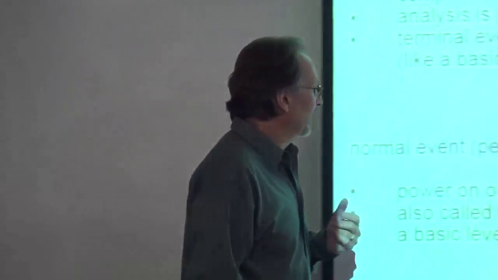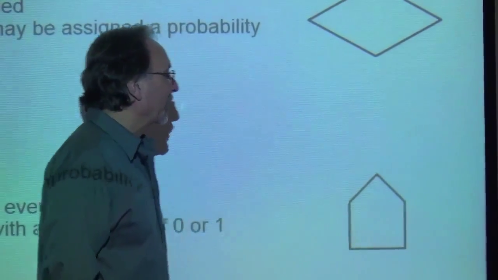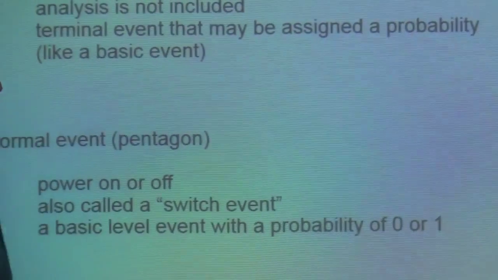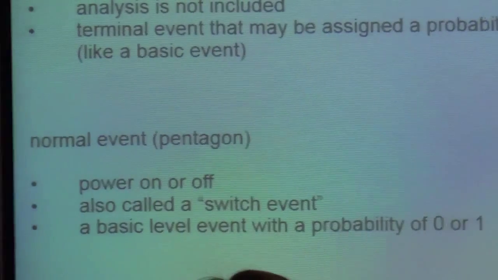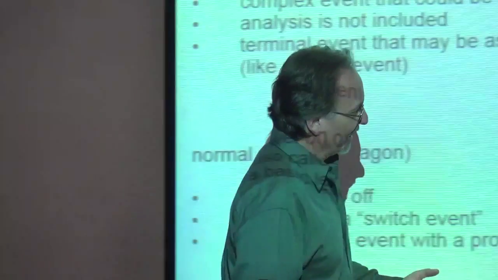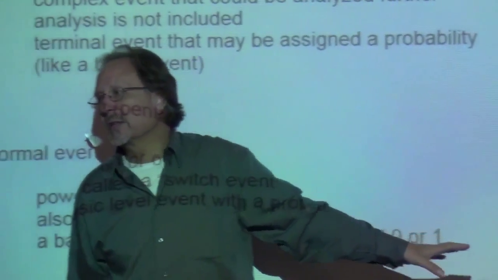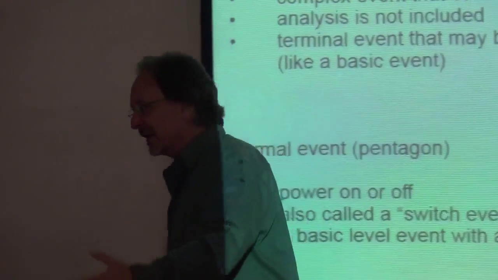If you have an event which is normal and basic also, then it gets this little pentagon house kind of shape. Things like an on-off switch are often given this. This is a distinguishing kind of binary basic event. It has a probability of 0 or 1. It's on or off. So far, so good?